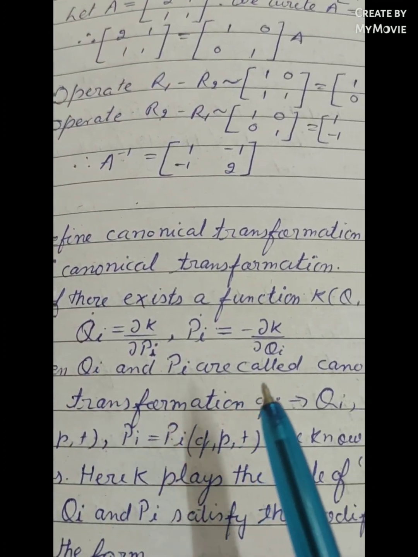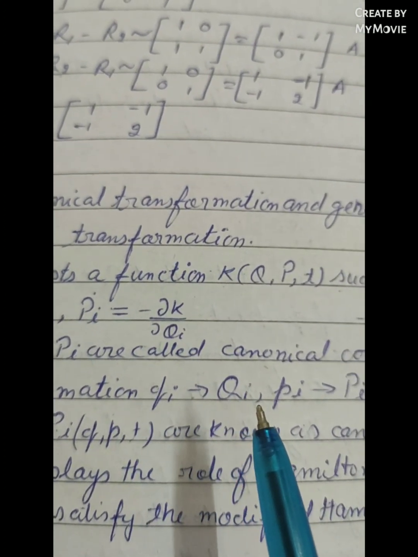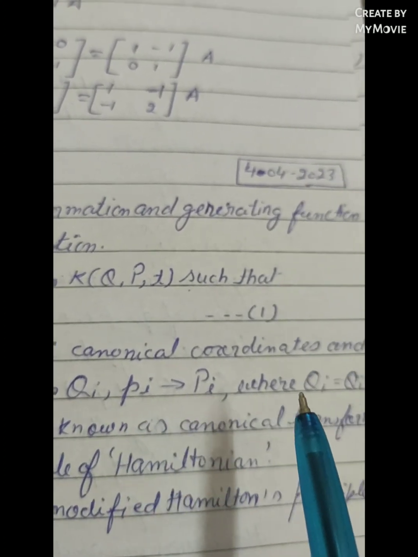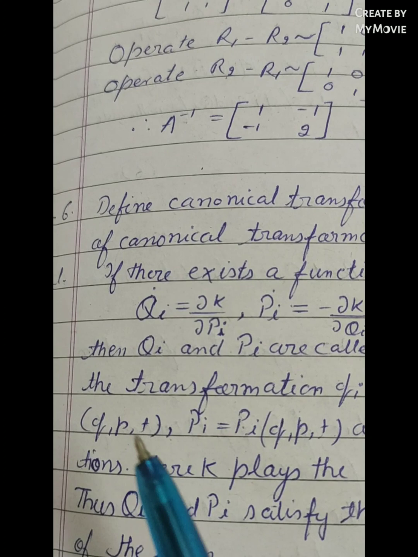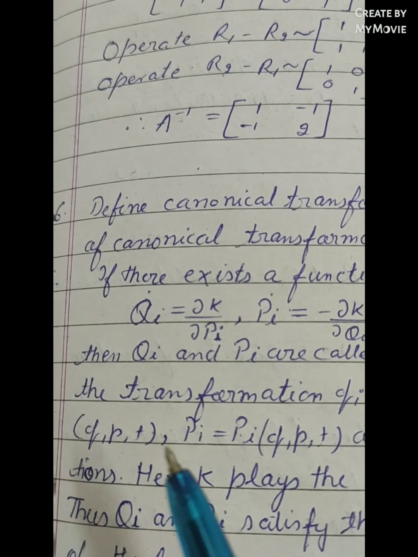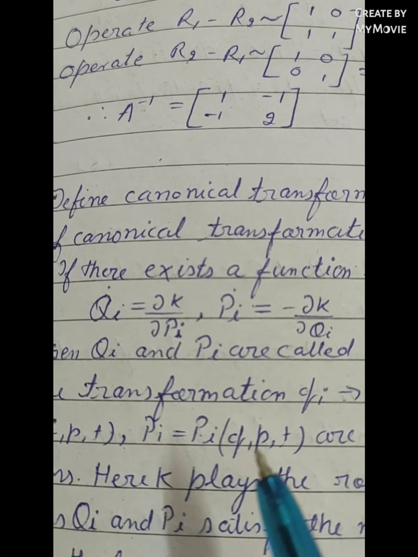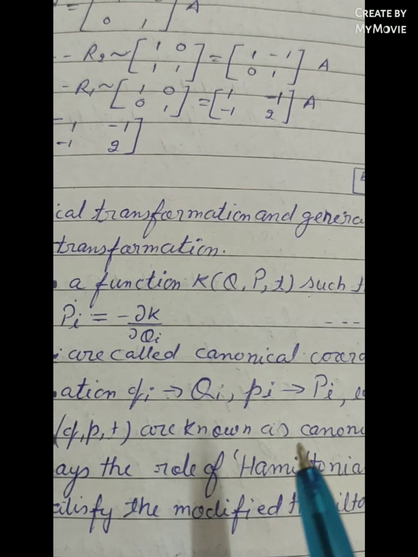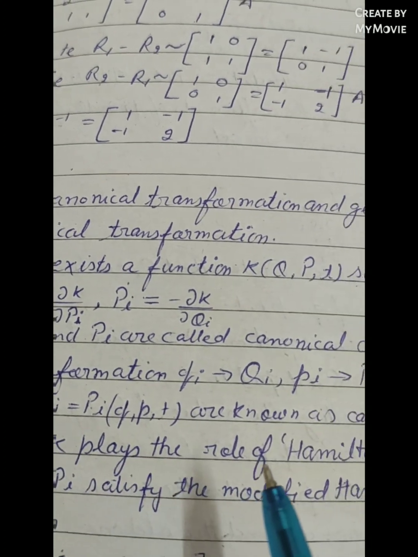Then Qi and Pi are called canonical coordinates, and the transformation of small qi to capital Qi and small pi to capital Pi, where Qi is equal to Qi(q, p, t) and Pi is equal to Pi(q, p, t), are known as the canonical transformation. Here K plays the role of Hamiltonian.